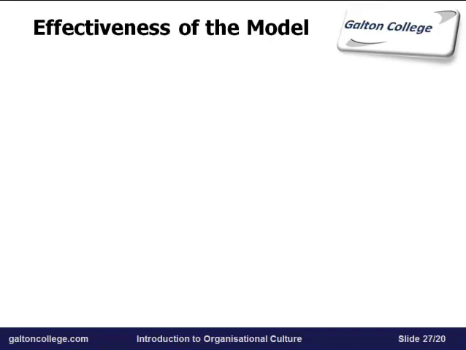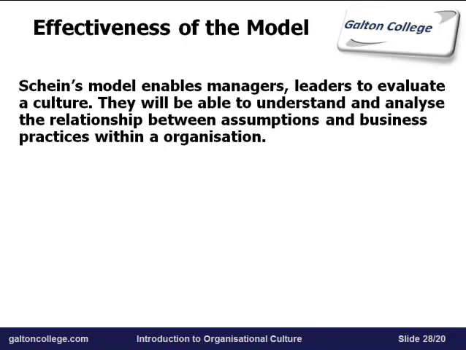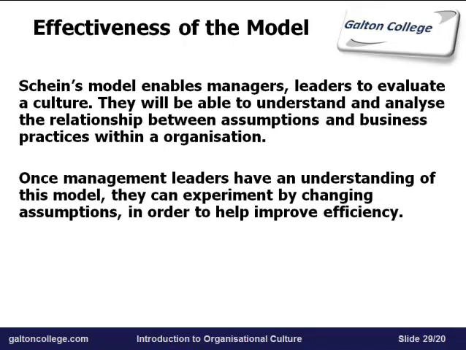culture. Now, the effectiveness of this model, well, the model enables managers and leaders to evaluate a culture. They'll be able to understand and analyze the relationships between assumptions and business practices within the organization. Once management leaders have an understanding of this model, they can experiment by changing the assumptions in order to help improve efficiency. Now, we're moving away here from the wider society and moving towards the organization. If the workers and the managers at all levels, for that matter, have assumptions about how the business should run, then in order to bring about a change to business, these underlying assumptions must be challenged and changed. So that more and more people have commitment to a different set of assumptions, which are more in line with the proposed change.